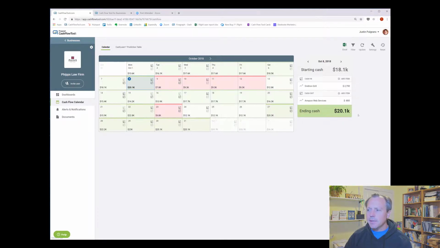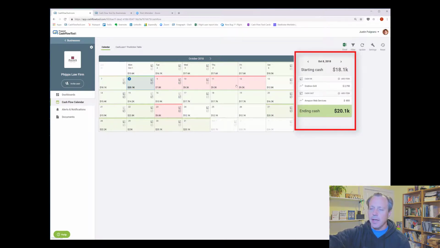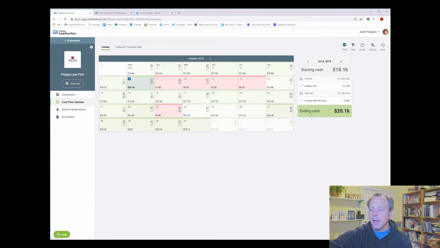You'll notice I highlighted this, which is basically October 8th, 2018. It has your starting cash, your income, expenses, and your ending cash. So that's a snapshot of just one day. And like I said, the heat map calendar is basically your ending cash balance for each day, and it's projected out 30 and 60 days.